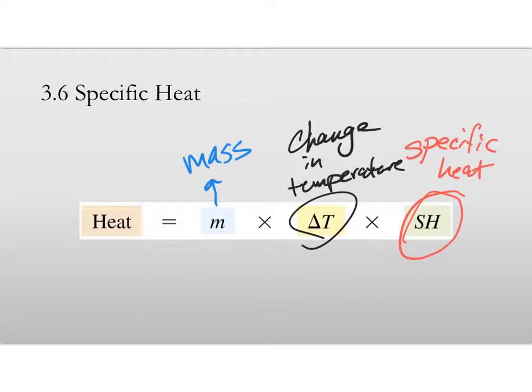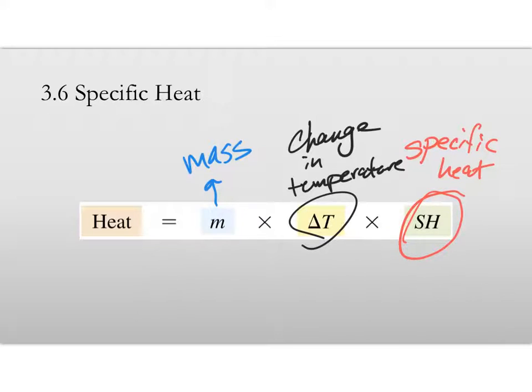All right, so we can use that equation to find the heat, or we could use a variation of it to solve for the specific heat. So if you know how much heat you've added to something and you can measure its change in temperature, you could get the specific heat.